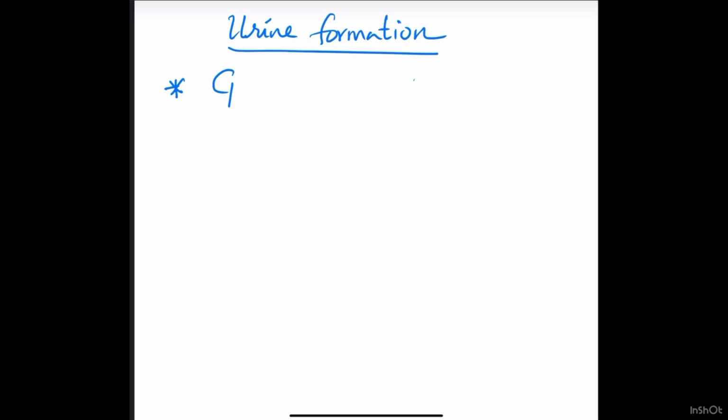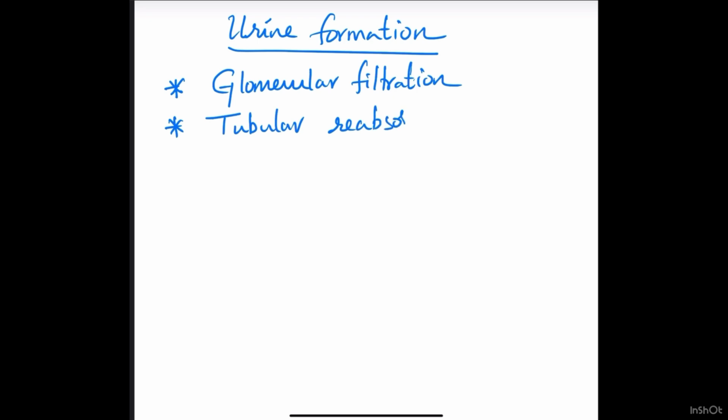Urine formation we are discussing. Urine formation has three steps. One is glomerular filtration. This is followed by tubular reabsorption, and then tubular secretion.